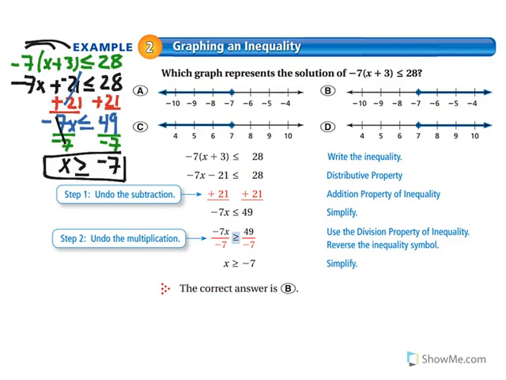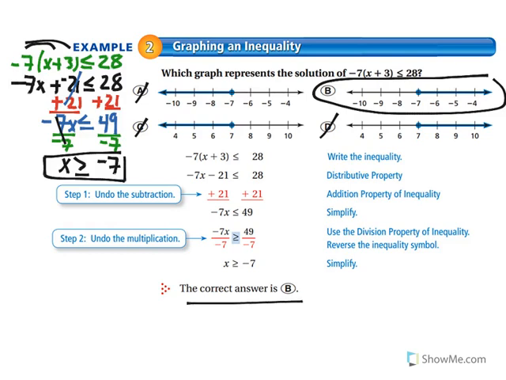Well, it's going to be to the right and closed of negative 7. So it's not going to be A or C because they're both going to the left. And it could be B or D. However, D has positive numbers, so it can't be that. So it must be B, as the numbers in the intervals are negative. So the correct answer is B.